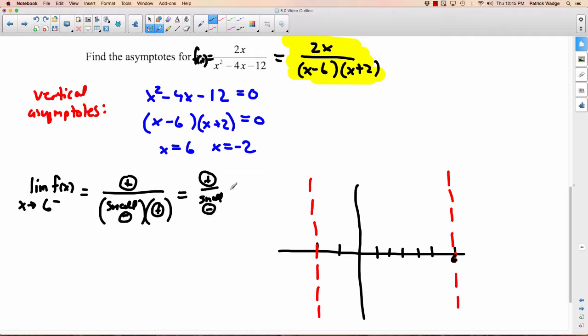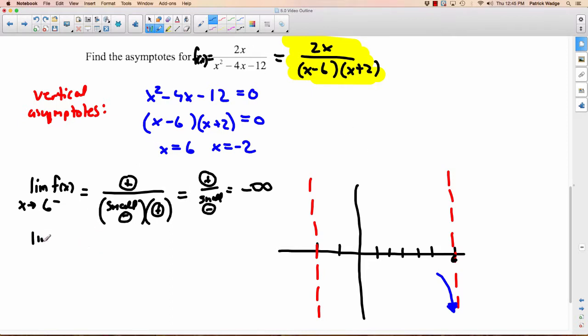And then, if you divide a positive number by a really small number, what happens? You get a giant number. And since it's positive divided by negative, it's going to be a giant negative number. In other words, it's going to tend towards negative infinity. So I know with this graph that on the left-hand side of 6, it's going to tend down to negative infinity like that. Okay, let's do this 3 more times.